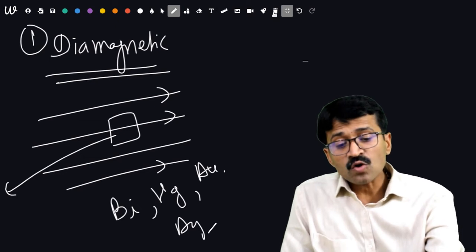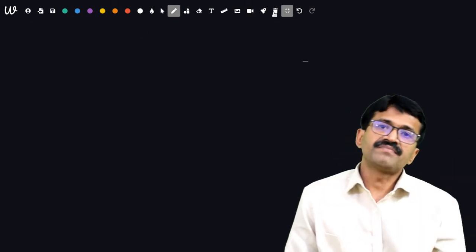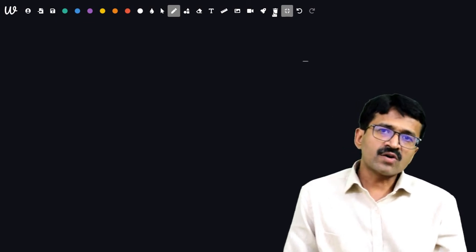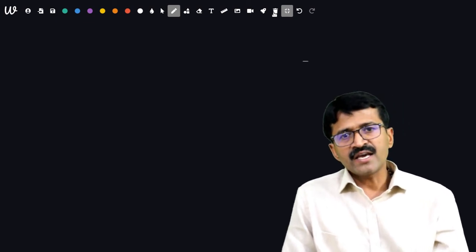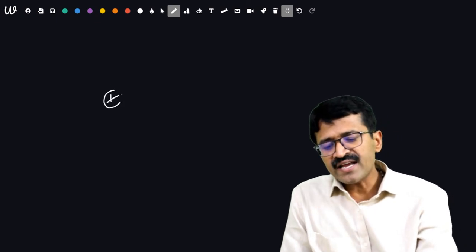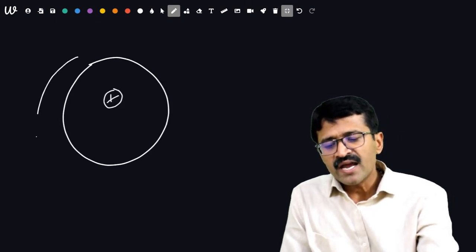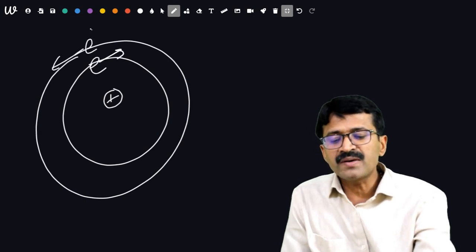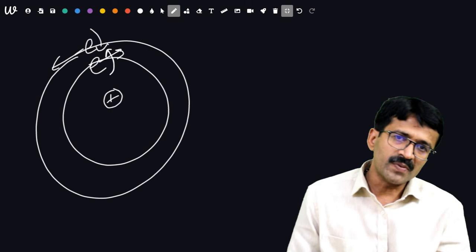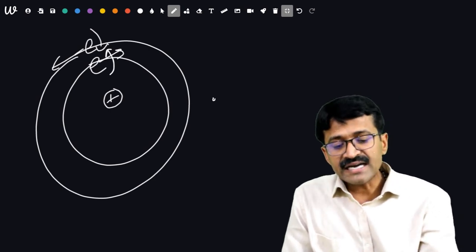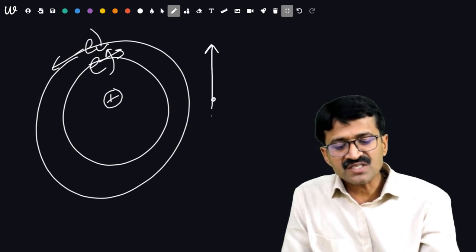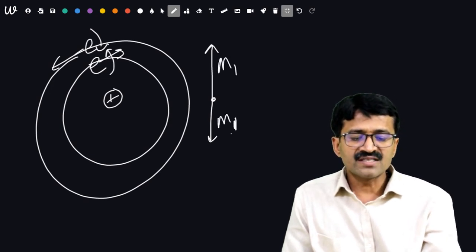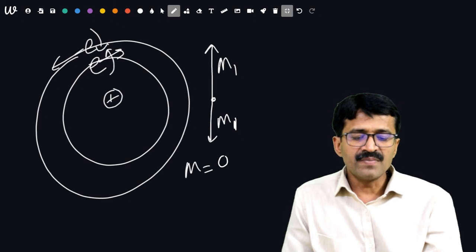Now, what is the cause of diamagnetism? The basic reason of diamagnetism is paired electrons existing in an atom. In these materials, every atom has paired electrons, and in each pair, the orbital motion and spin motion are exactly opposite. Because of that, the net magnetic moment in the absence of a magnetic field will be 0. This is M1, this is M1, then net M will be 0.